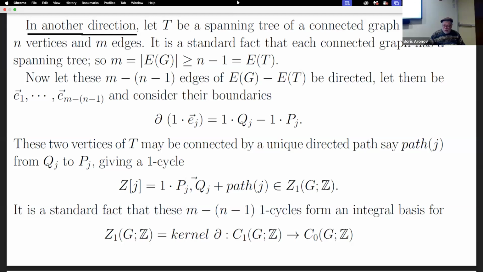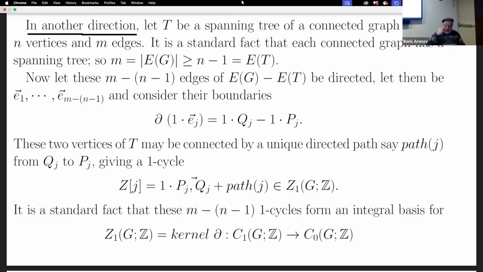Now here's another direction in which this can go. Suppose I pick a spanning tree of a connected graph with n vertices and m edges. It's a standard fact that each connected graph has a spanning tree, just by picking out a maximal tree that you can keep going. So there's this relationship between the number of vertices and the number of edges. Then you can look at the number of edges minus the number of edges in the tree, and if you pick a direction for those edges, you consider their boundaries.